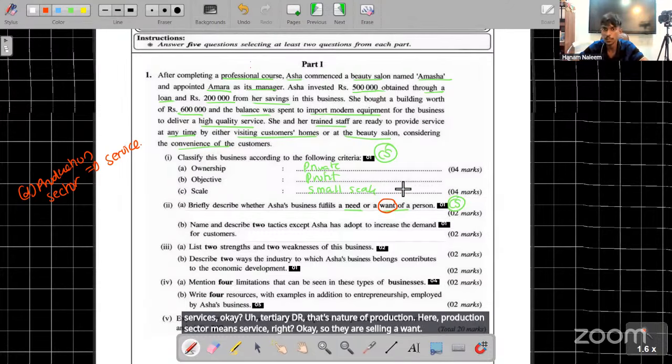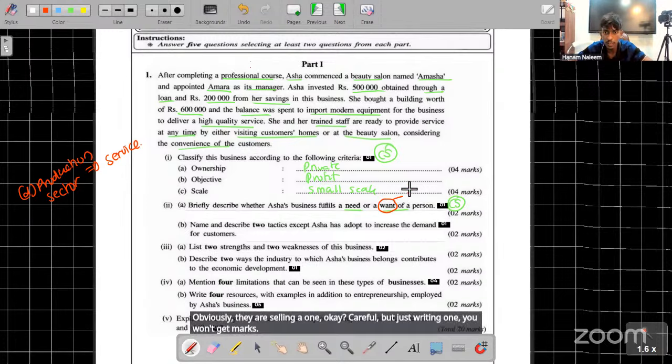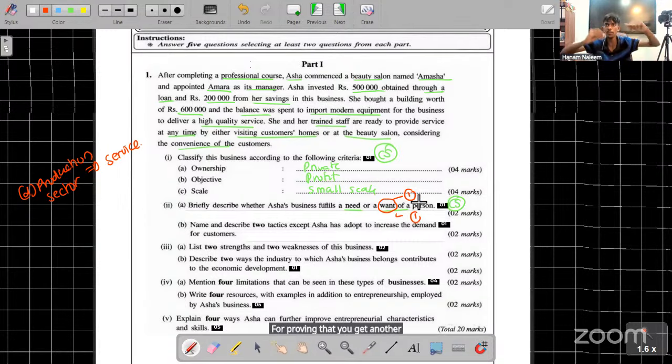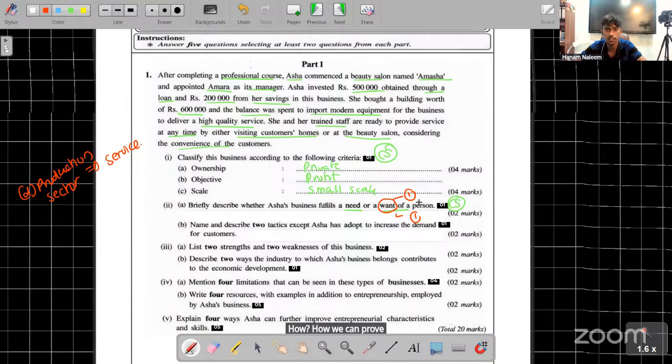Obviously, they are selling a want. Okay, careful. But just writing want, you won't get marks. You'll get only 1 mark. For proving that, you get another 1 mark. How can we prove she is fulfilling a want?